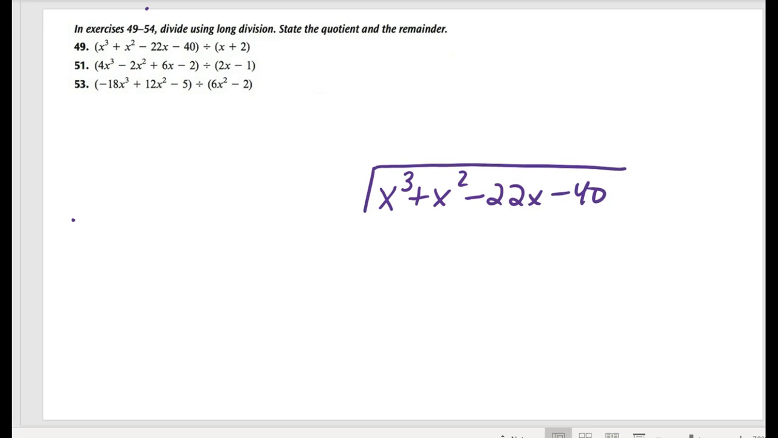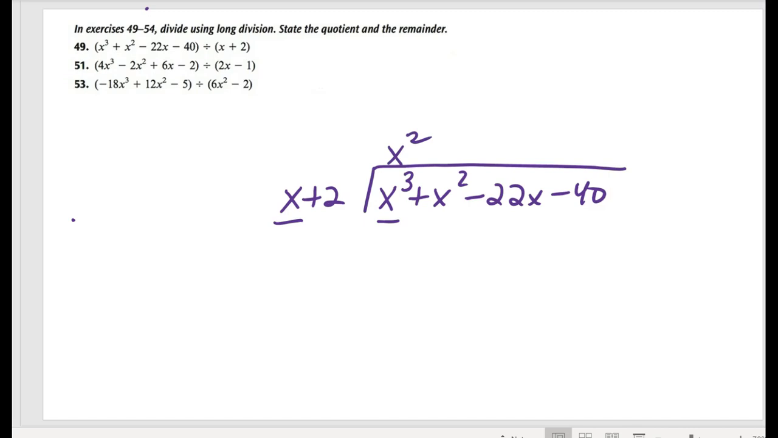Okay, let's try some long division. So let's look at problem number 49. So I have x cubed plus x squared minus 22x minus 40. This will be our dividend, and our divisor will be x plus 2. So I want to start with those leading terms. I'm only looking at them, and I'm asking myself, what times x will give me x cubed? That's going to be x squared. Okay? So I'm dividing x into x cubed.